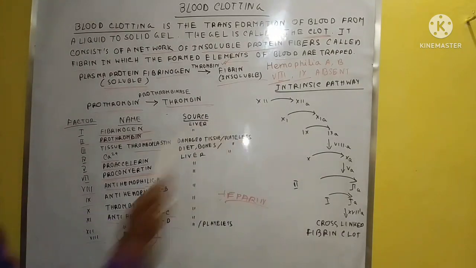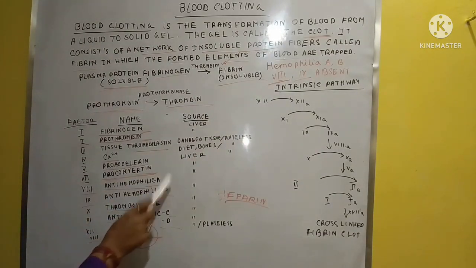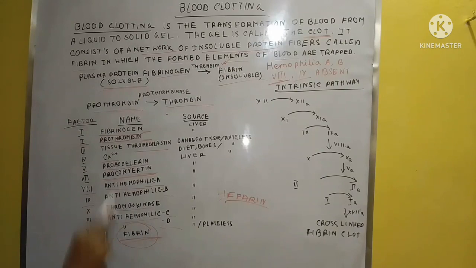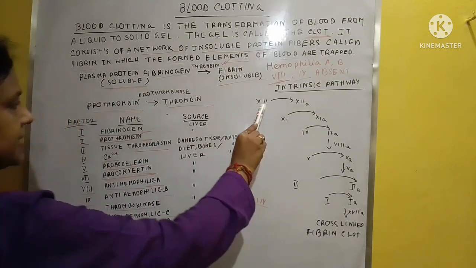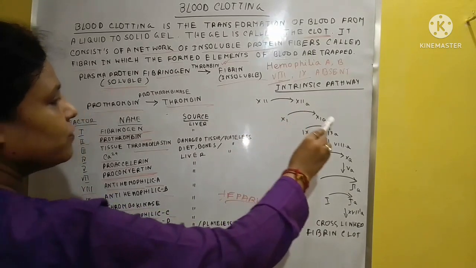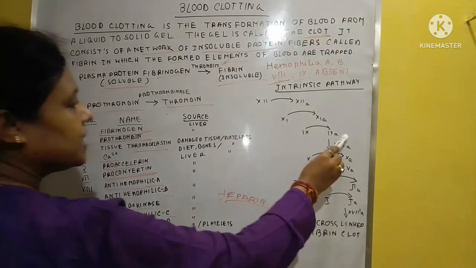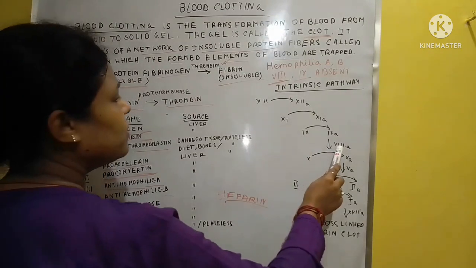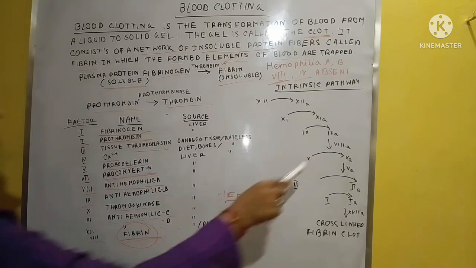After that, 9. 9 means anti-hemophilic D activated. In the presence of activated anti-hemophilic B and 8 activated to 8A. This is the anti-hemophilic A. First of all, you can see that anti-hemophilic D becomes activated. After that, anti-hemophilic C is activated. After that, anti-hemophilic B is activated. And last one, anti-hemophilic A is added with this.